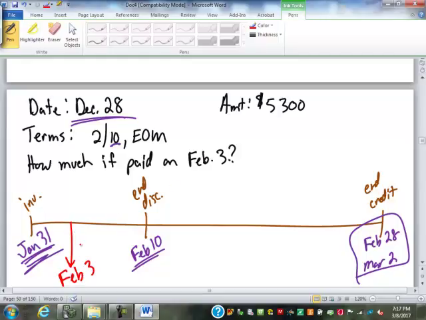So we paid on February 3rd. They do get the 2% discount. Now, this is where that EOM, that end of month dating, is really extreme. I mean, how on earth do you get stuff on December 28th, not pay till February 3rd, and still get a cash discount? I mean, that's way out there. But that's the weakness of that end of month dating.